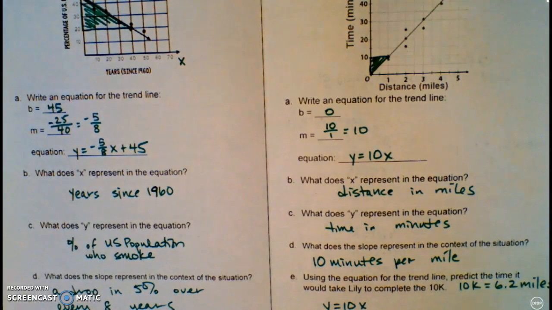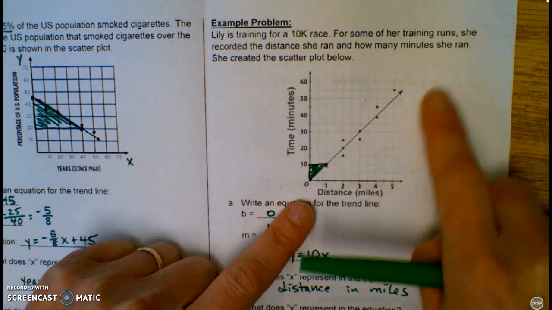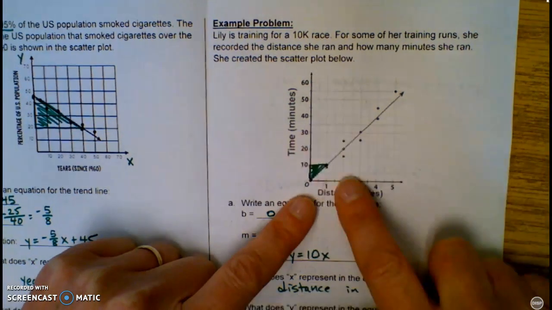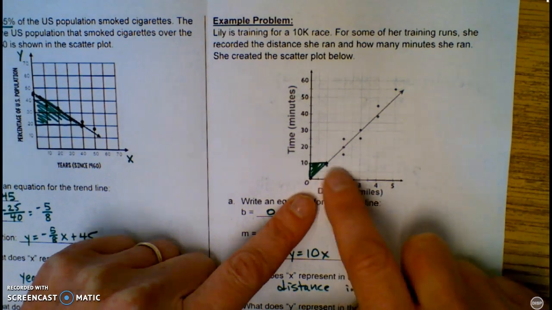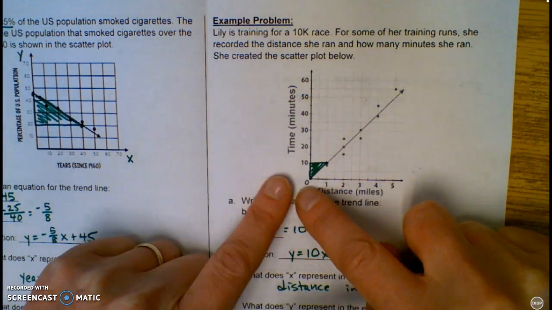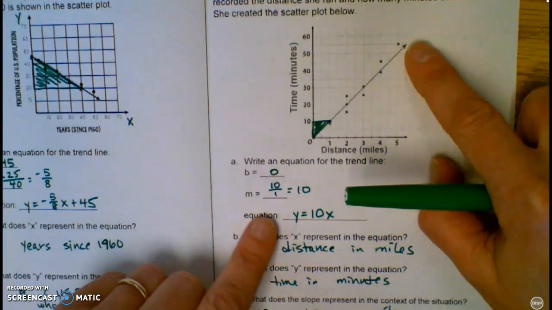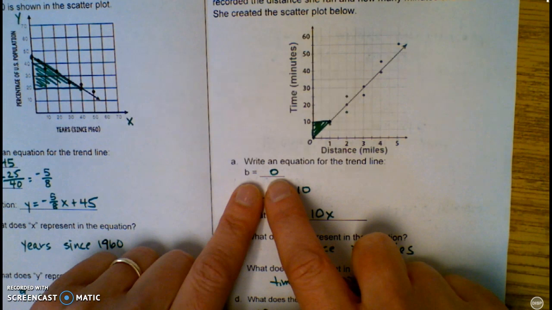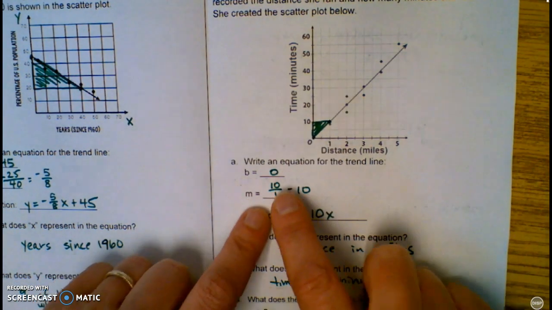So with your last question, Lily is training for a 10K race. For some of her training runs, she ended up charting her time against her distance when she was running. So you can see the points are kind of all over the place, but there's a trend line that goes right through the middle. So we can rely on this trend line to answer some questions for us. One question is, obviously, if she didn't run, she didn't have a time. So that's why your y-intercept is 0.